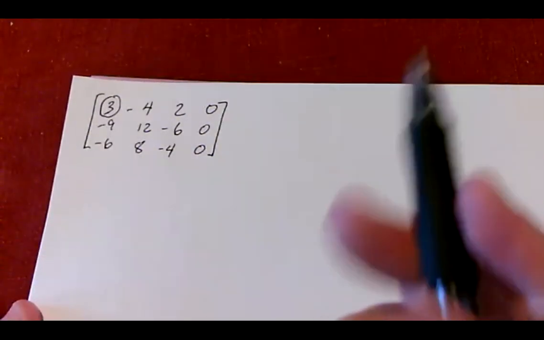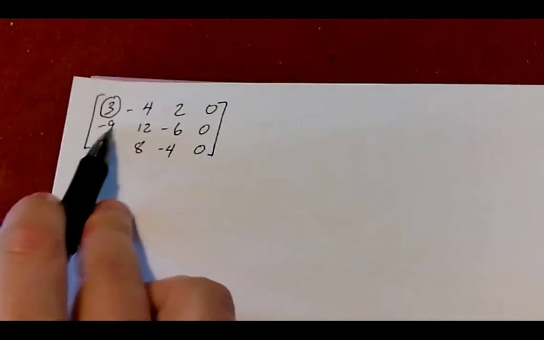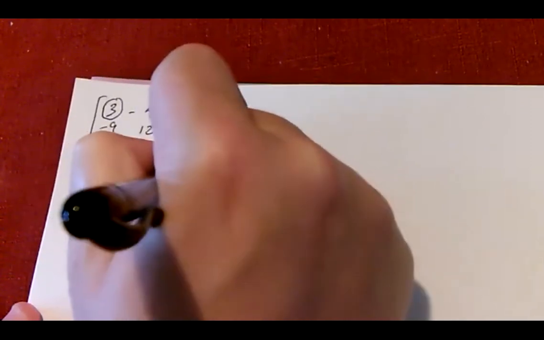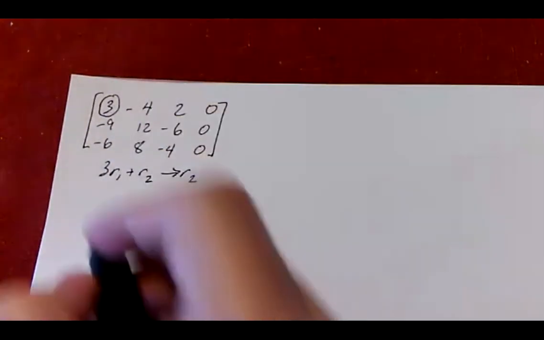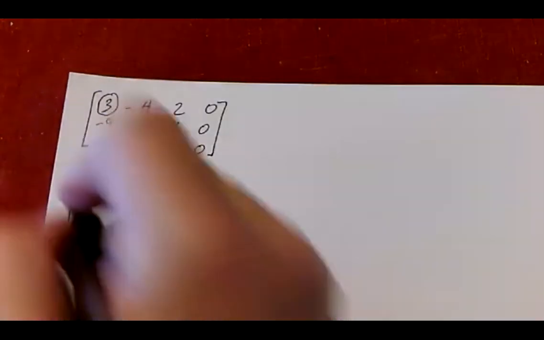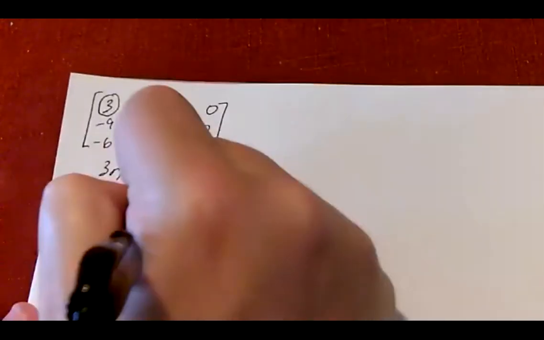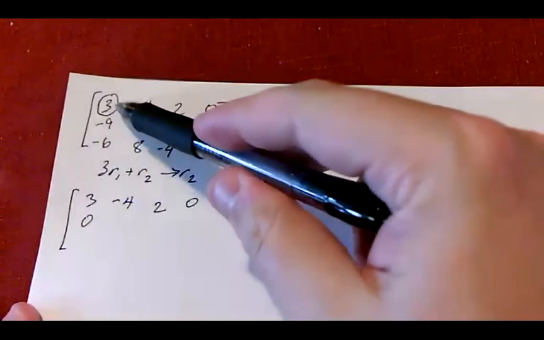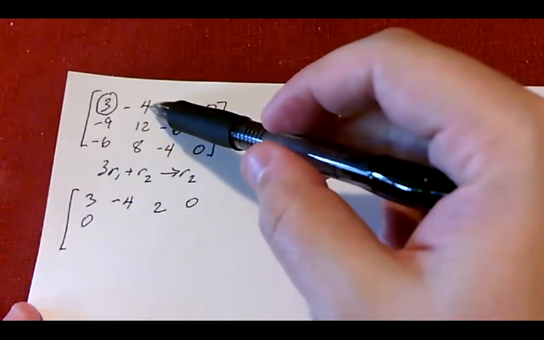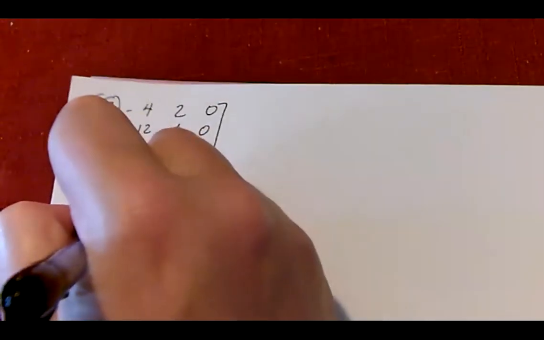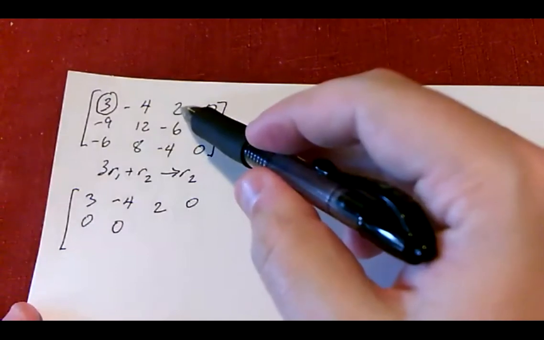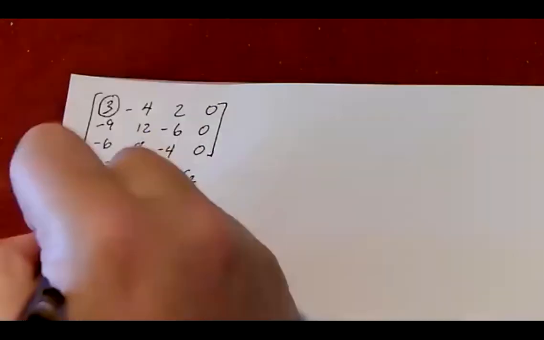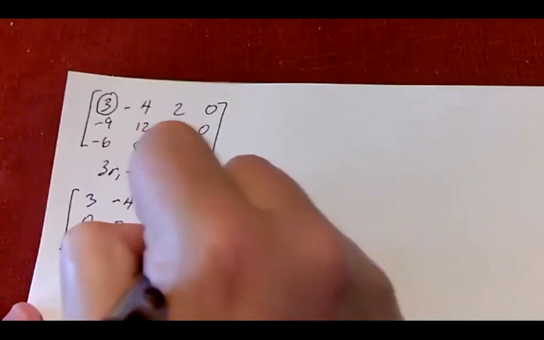So I want to get zeros below it. I've got -9 here. So I'm going to do 3 copies of row 1, add that to row 2, and replace row 2, because 3 times 3 will be 9, and 9 minus 9 will be 0. So my first row is unchanged: 3, -4, 2, and 0. Below that I've got 0, because 3 times 3 is 9, 9 minus 9 is 0. 3 times -4 is -12, and -12 plus 12 is 0. The same thing here, 3 times 2 is 6, minus 6, that's also 0. And then my third row is unchanged.